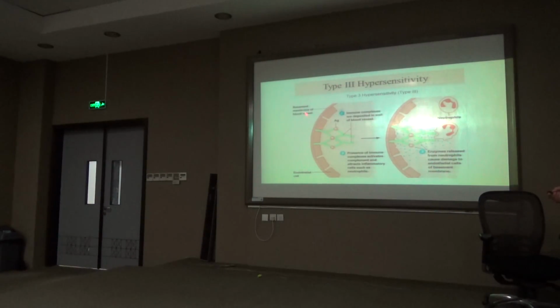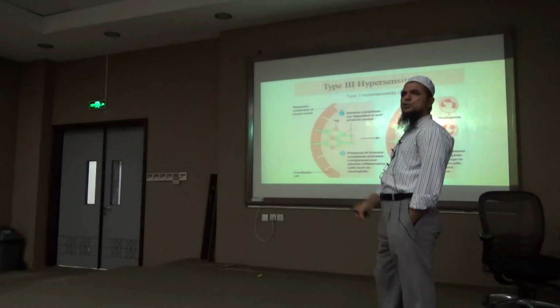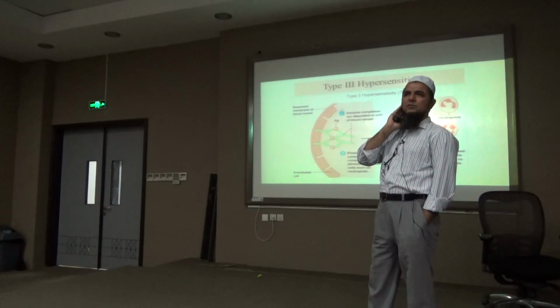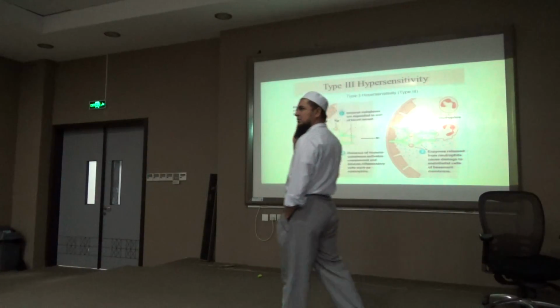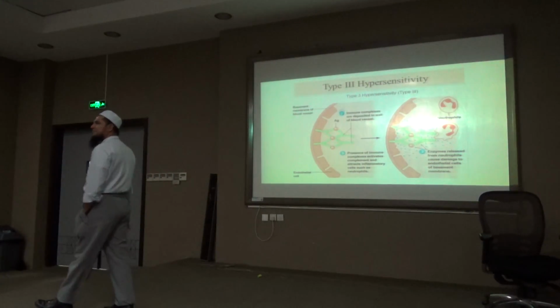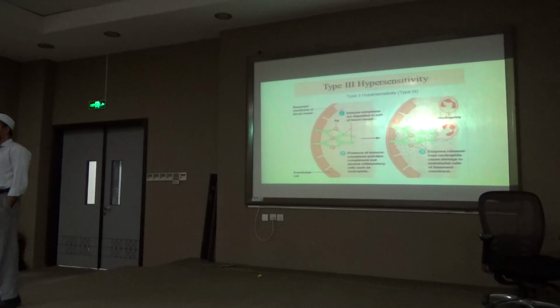So here, for example, see, this is the basement membrane, this is the endothelium lining. Which tissue of the body has the endothelium lining? Which tissue of the body has endothelium? Blood vessels. So blood vessels have the endothelium lining.